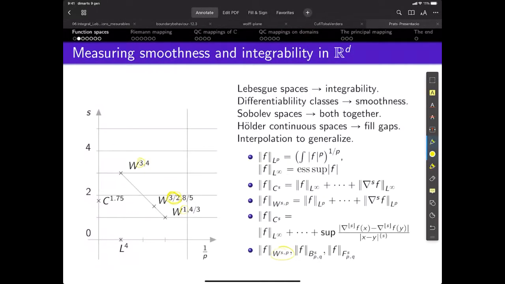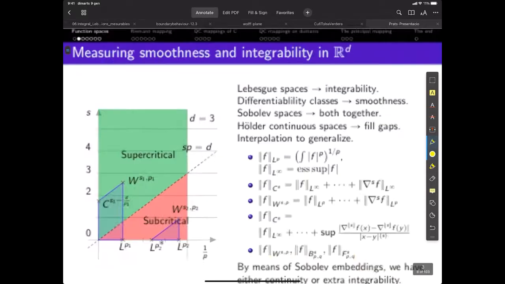There's also the Besov scale, Triebel-Lizorkin scale. Well, there are several ways to fill the gaps. Okay, let's move on.